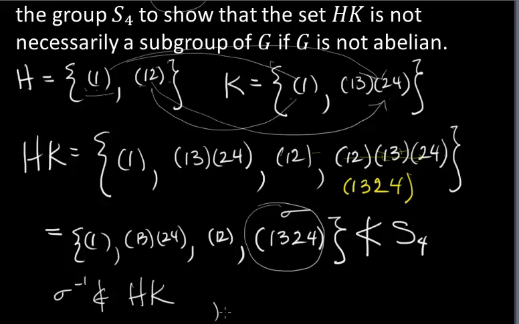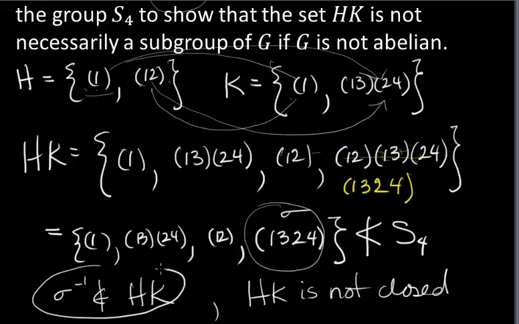Or you could say HK, that set, is not closed under the operation. Because if you take, for example, (1 2) and multiply it to (1 3 2 4), you won't get another element in there. This is probably the easiest. You have a 4 cycle in there, and its inverse is (4 2 3 1). There's no other 4 cycles, so you see this is not a subgroup.